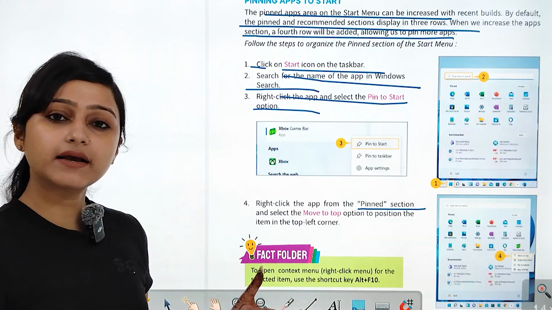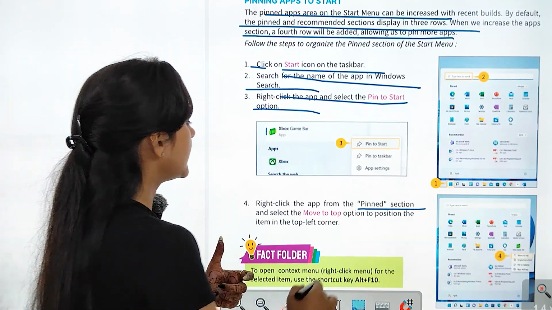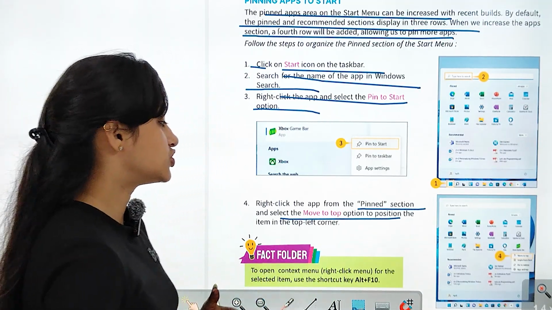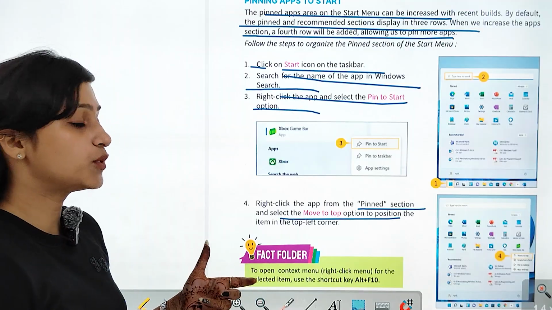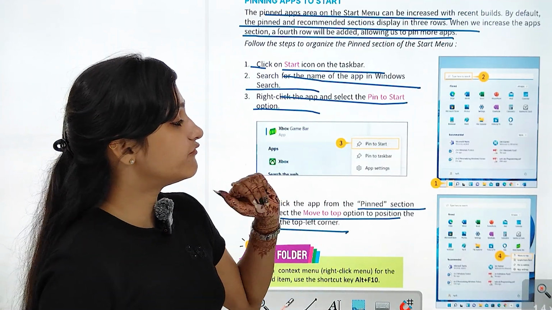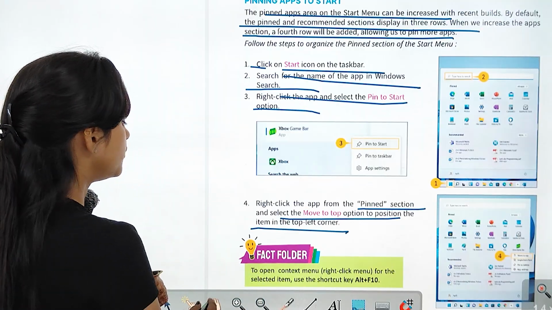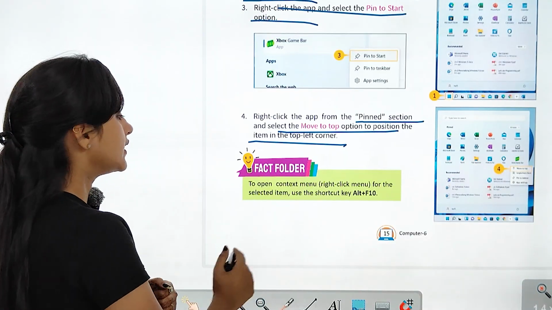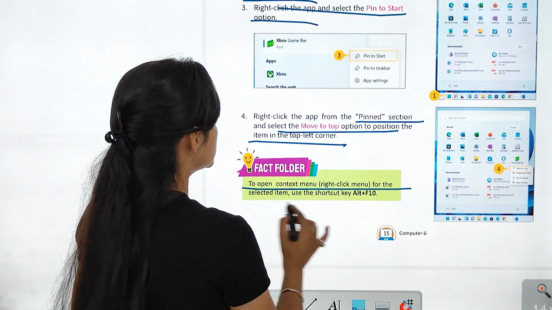पिन सेक्शन से आपको राइट क्लिक करना है, एंड सेलेक्ट द मूव टू टॉप ऑप्शंस टू पोजीशन द आइटम्स इन द टॉप लेफ्ट कॉर्नर. आपको सेलेक्ट करना है मूव टू टॉप ऑप्शन को, पोजीशन पे आइटम्स आपके टॉप लेफ्ट कॉर्नर में. To open context menu, right click menu for the selected item.